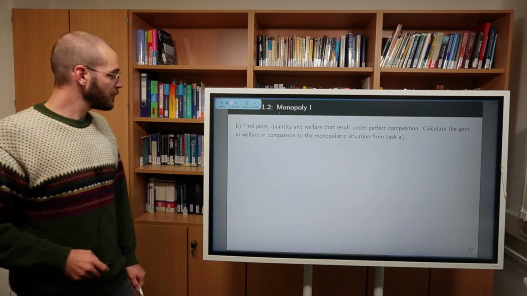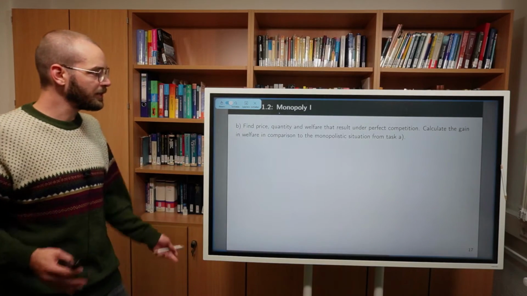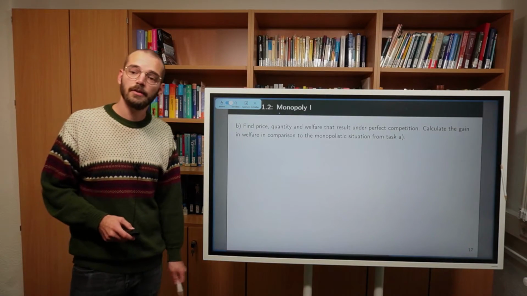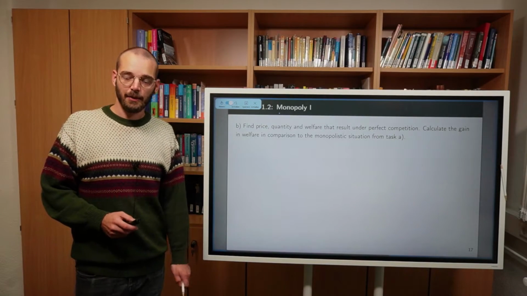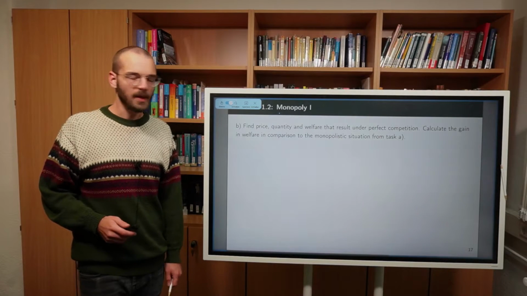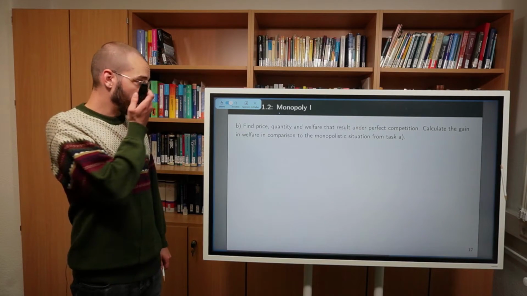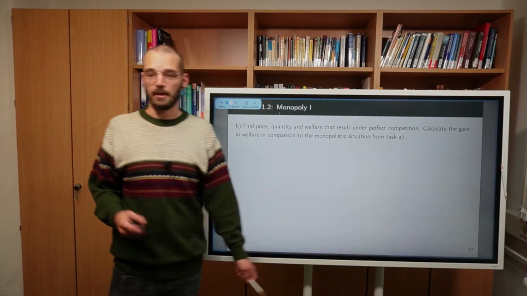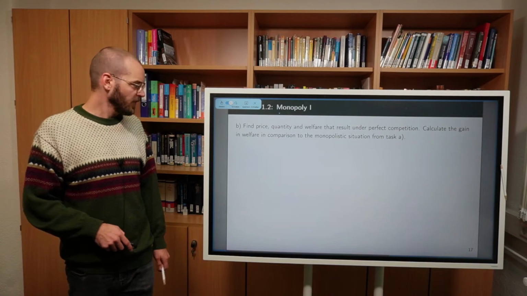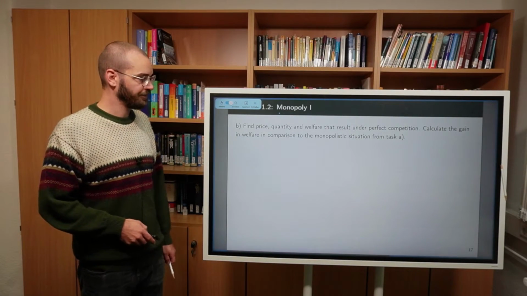Now in task B, we are asked to find the price, the quantity and the welfare that result in perfect competition. So we are not looking at a monopoly anymore, but instead we consider a situation where we have, per assumption, perfect competition on this market. We are asked to calculate the gain in welfare in comparison to the monopolistic situation that we were just looking at. So let's find the market equilibrium under perfect competition.